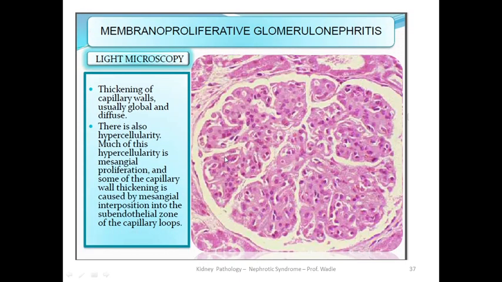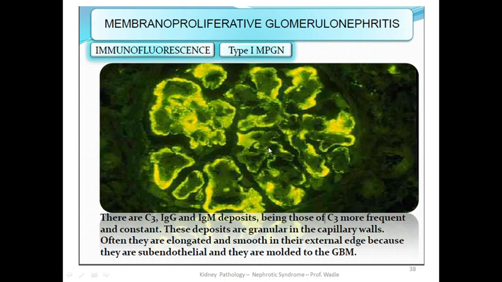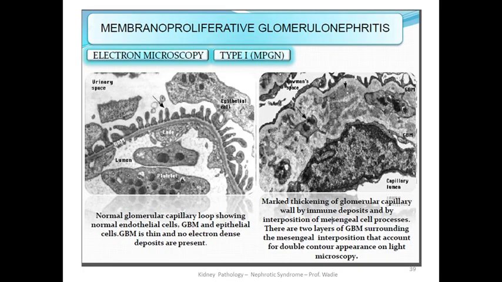This is a photo of membranoproliferative glomerulonephritis. You can see thickening of the capillaries and the basement membrane, as well as proliferation of the cells. You find too many cells in this photo, and you can see the complement and antibody deposition in type 1. In type 1 mainly there is antibody and complement deposition. It gives the granular pattern of deposition. This is the type 1 damage.